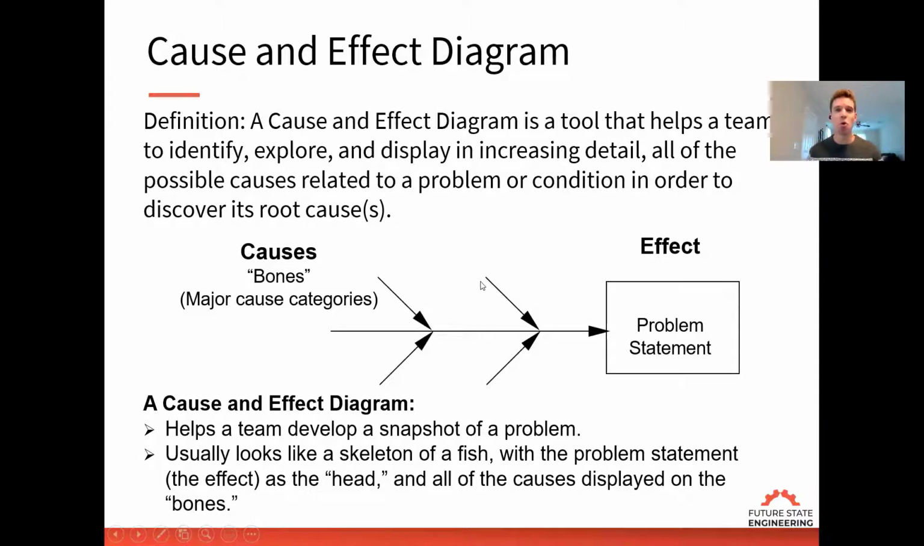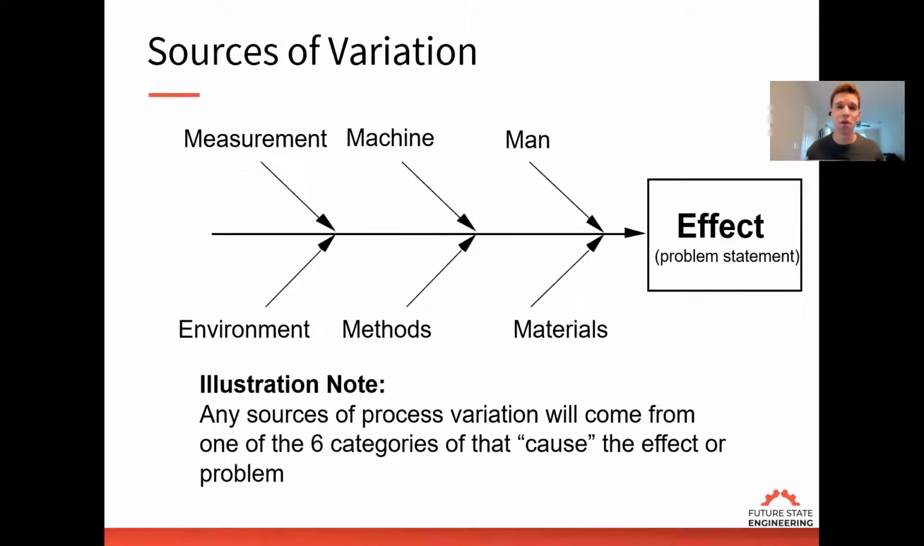I call them, easy to remember, 5 M's plus 1 E. Why 5 M's plus 1 E? Because those 5 M's and the 1 E are all the major causes. What do I mean by 5 M's plus 1 E? You have the measurement, machine, man, methods, materials, and the environment. Those are all the causes. They're causing an effect to happen. They're causing the problem to happen.